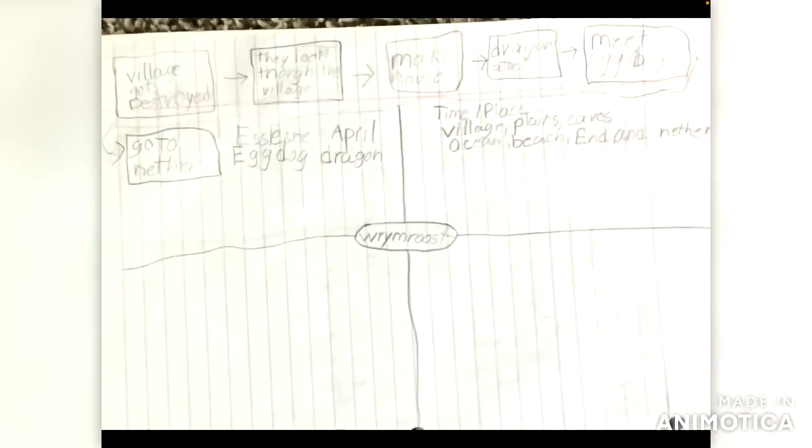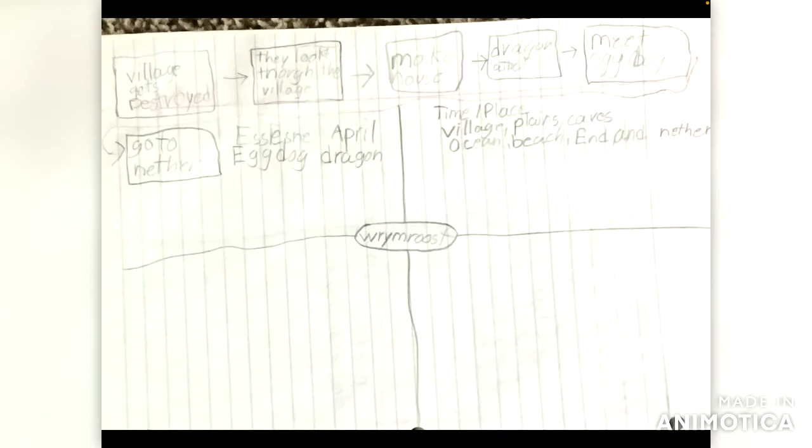The characters are April, Essence, Ender Dragon, and Egg Dog. Settings: village, plains, caves, oceans, end dimension, and nether. Problem: dragons destroy their village. Solution: they tame dragons. Your story can have more than one climax and also more than one problem and solution.